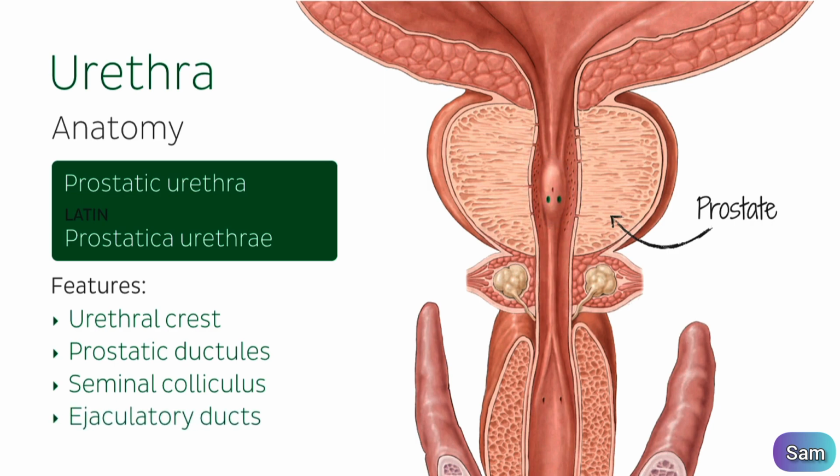The ejaculatory ducts carry sperm from the testes and fluid from the seminal vesicles into the urethra. Therefore, this is the point where the urinary and reproductive tracts merge. One last interesting feature of the prostatic urethra is the prostatic utricle. This feature is the homologue of the vagina and uterus in females and doesn't develop in males during fetal life.